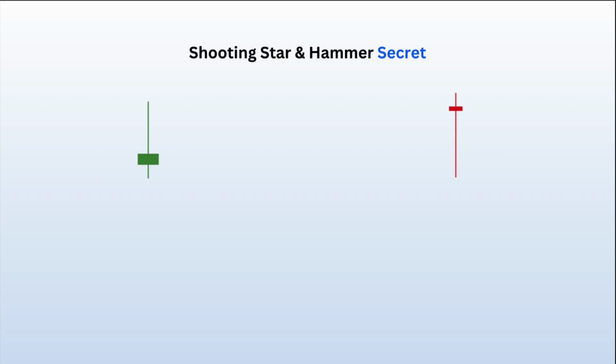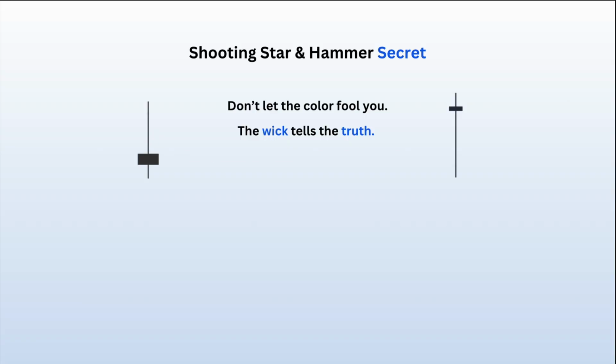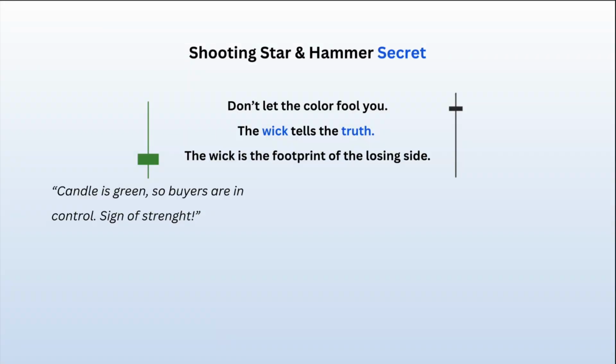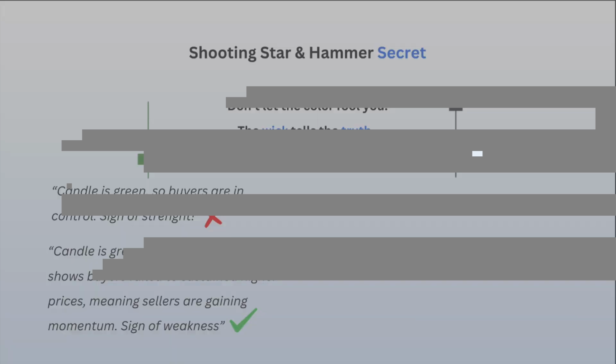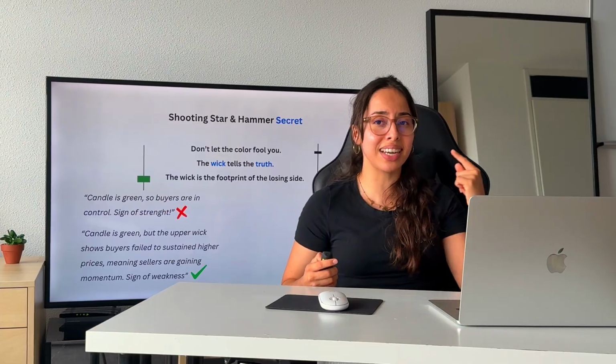Now, I'm going to give you a little secret when it comes to the shooting star candlestick and the hammer candlestick. And the secret is as follows. Don't let the color fool you. The wick tells the truth. The wick is the footprint of the losing side. Oftentimes, people are going to think, hey, this candle is green, so the buyers are in control, so it must be a sign of strength. No. Yes, the candle might be green, but the upper wick is showing us that the buyers failed to sustain higher prices, meaning the sellers are gaining momentum. Therefore, it's not a sign of strength, guys.